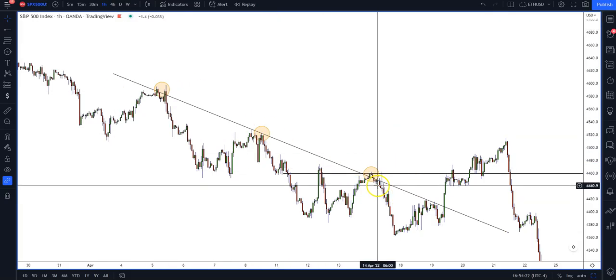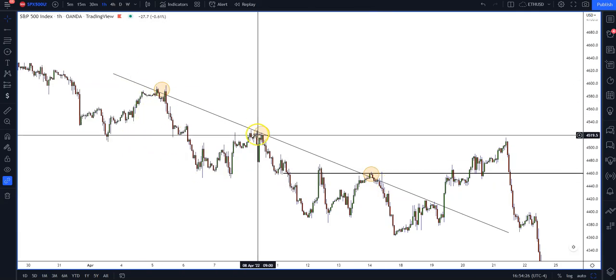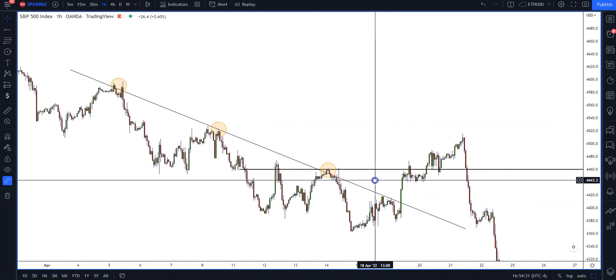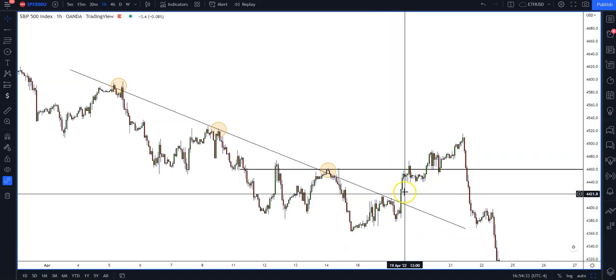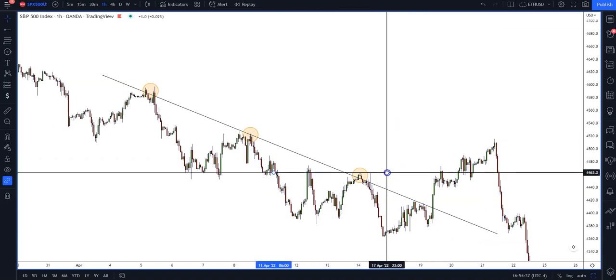So it was tapped 3 times. So the trend was being respected, right? The trend line was being respected. It was hit 3 times. And then eventually it ran up. Trend line got broken. Now, this is the previous high.